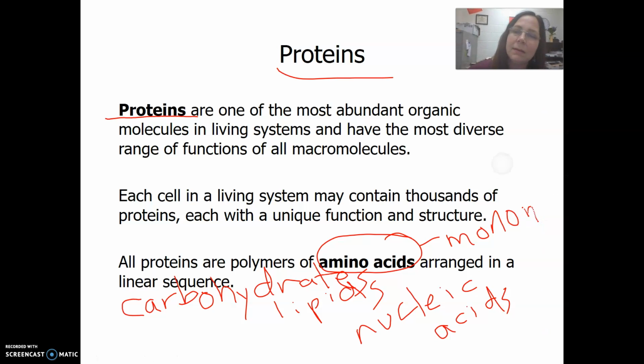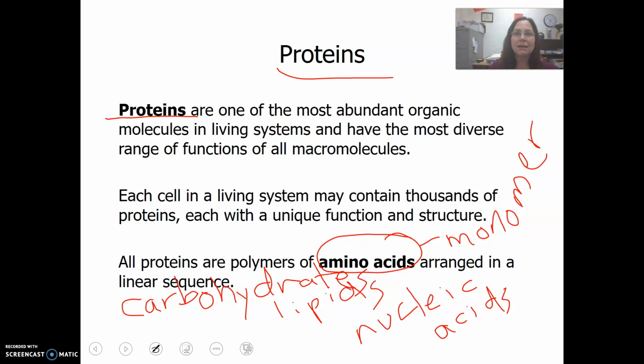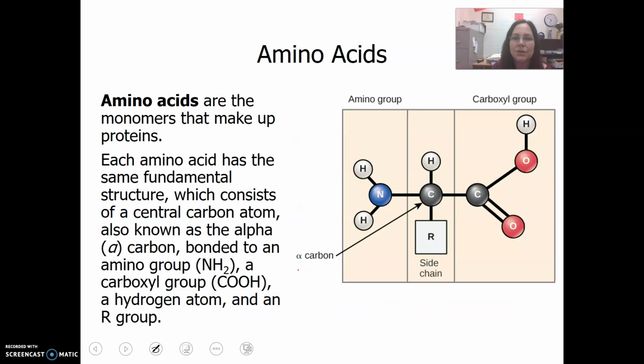The amino acids are the monomers, which is another word for building blocks, and they're joined together in a chain to form the protein. So we call the protein a polymer. A polymer is a chain of monomers. So for proteins, protein is the polymer and amino acids are the monomers.